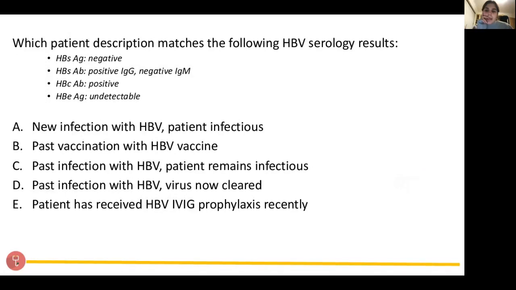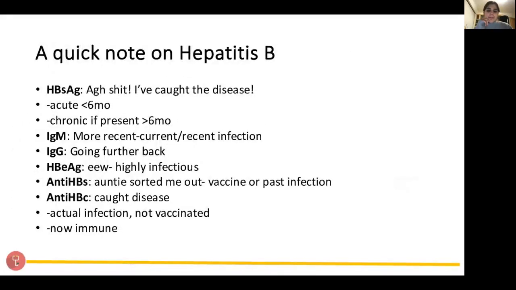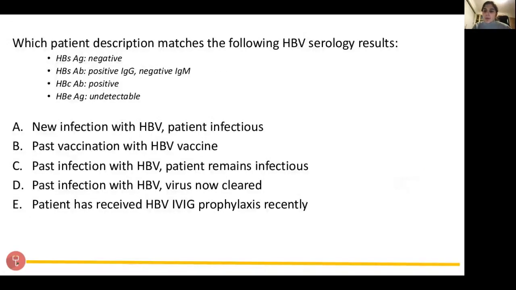So let me flip back briefly to show you my little memory aid, and then we'll come back to the question. So we'll have another look at the memory aid. Cool. And then we'll have a look back at the question, see what you think.